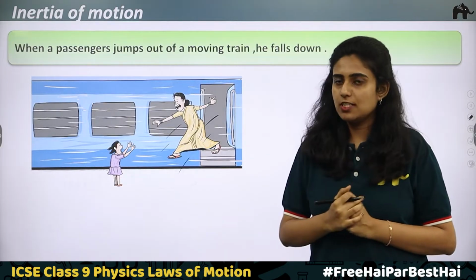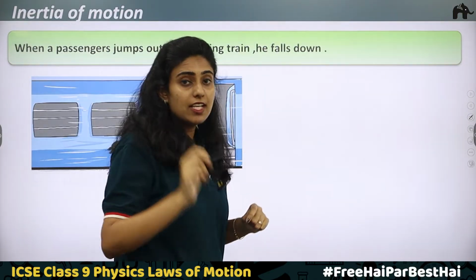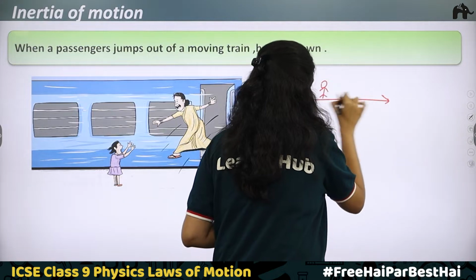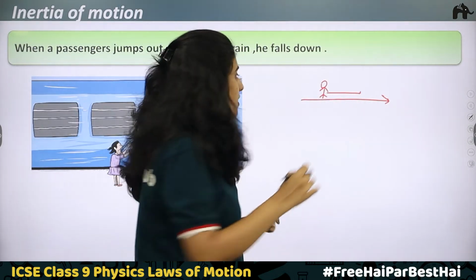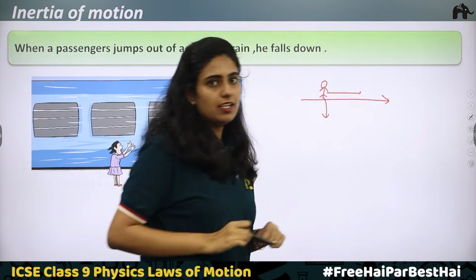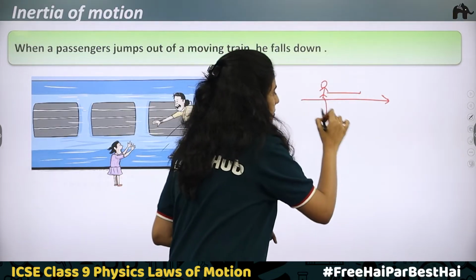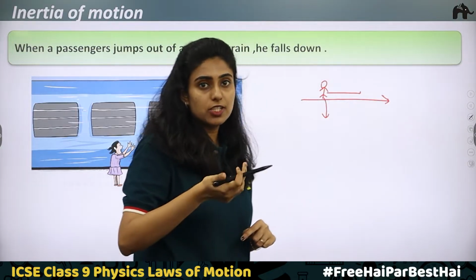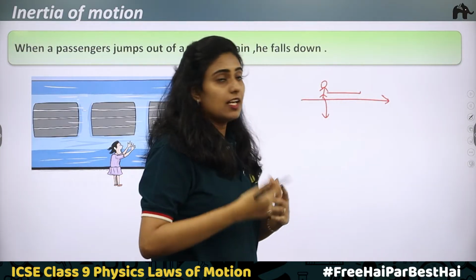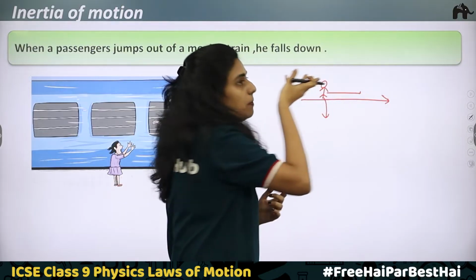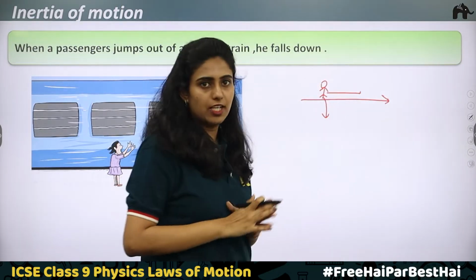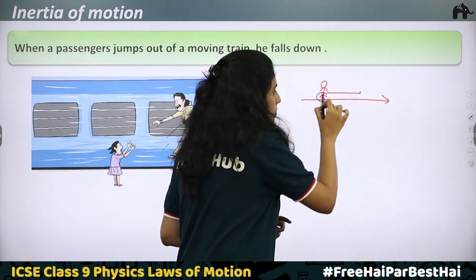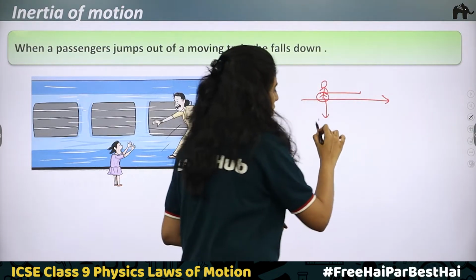Here just the opposite thing. When the train is moving, that is, when the train is in motion, the person who is inside the train is also in the state of motion. Suddenly, when he jumps out of the train, what happens? His legs will come to a state of rest. Okay, you can see that the body is in motion initially when the train is moving. Legs and body, lower part and upper part of the body, are in motion with the train. But suddenly when he jumps out of the train, what happens? The lower part of the body will come to a state of rest.